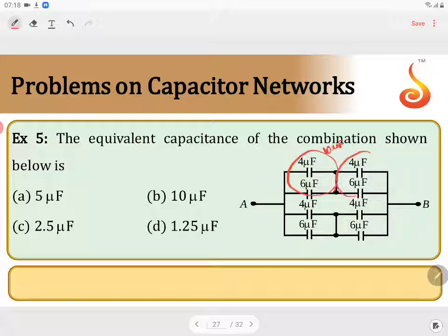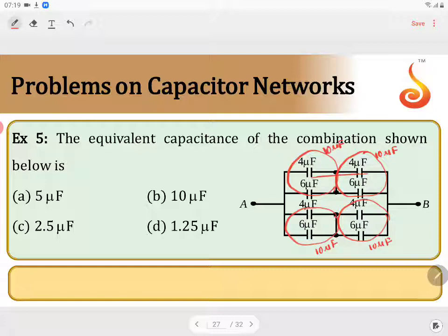Here, also 6 and 4 are in parallel, so you'll get 10 microfarad. Here, 4 and 6 are in parallel, so you'll get 10 microfarad. Here, 4 and 6 are in parallel, you'll get 10 microfarad.